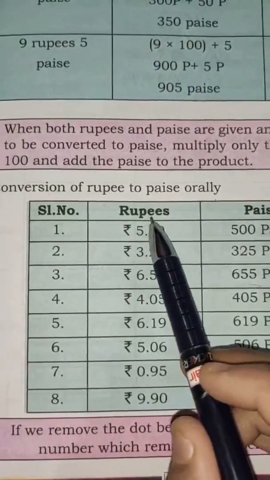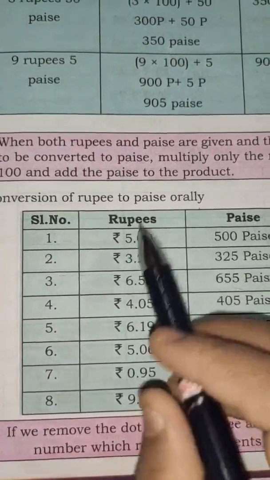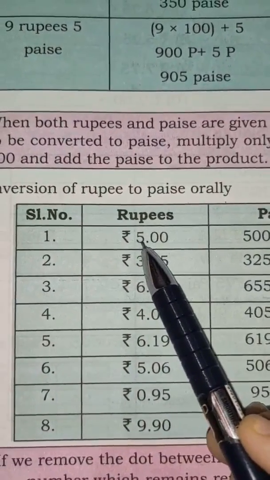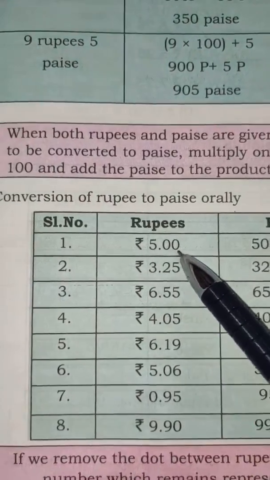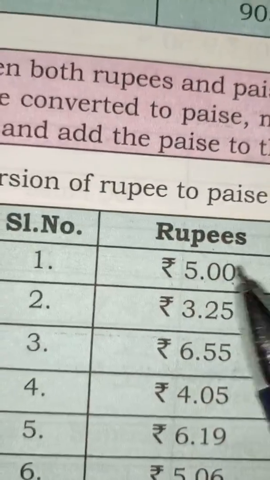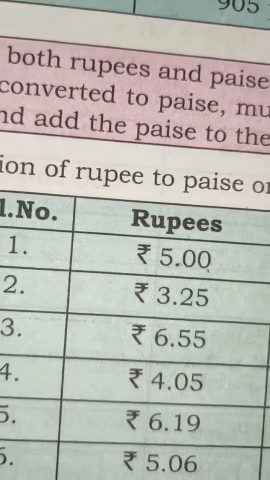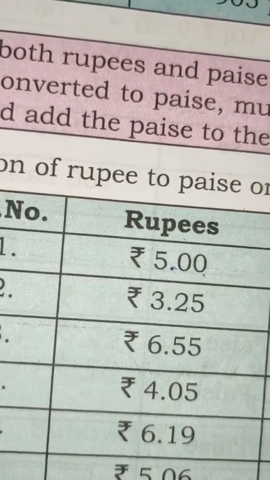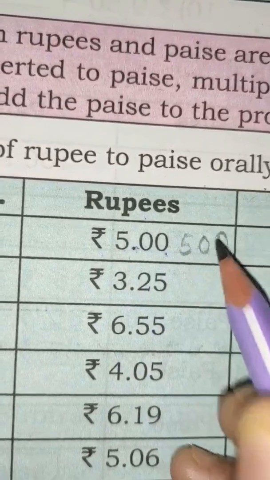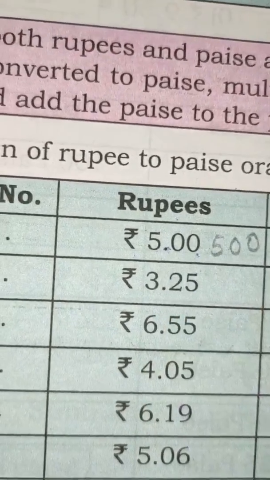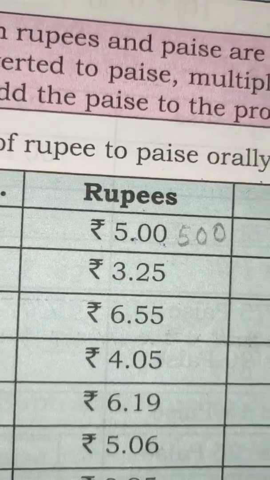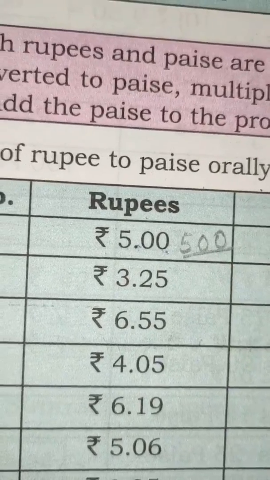First one, rupees, and here it is the paise column, right? So first one, 5 rupees, isn't it? Here can you see? It is 5 rupees 0 paise. Okay, so children, if we remove this dot between rupee and paise, it will become 500, isn't it? So if we remove the dot between rupee and paise, the number which remains represents paise.